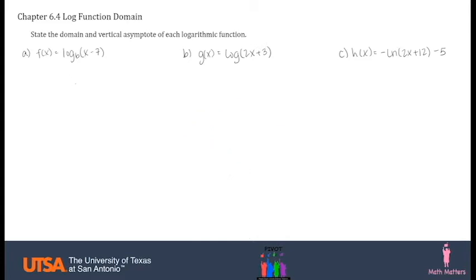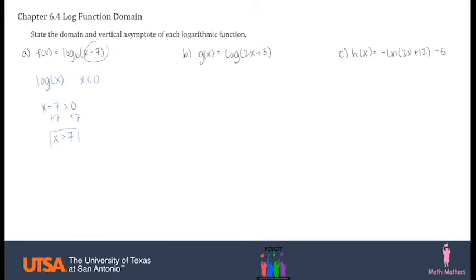So part A gives us f of x equals log base b of x minus 7. We know that we cannot take the log of any x value that is less than or equal to 0, because then it's going to give us an undefined y value. So if we take this whole expression, x minus 7, and set that greater than 0, then we can find where this function is actually defined. If we add 7 to both sides, then we get x is greater than 7, and that's our domain for the first part.